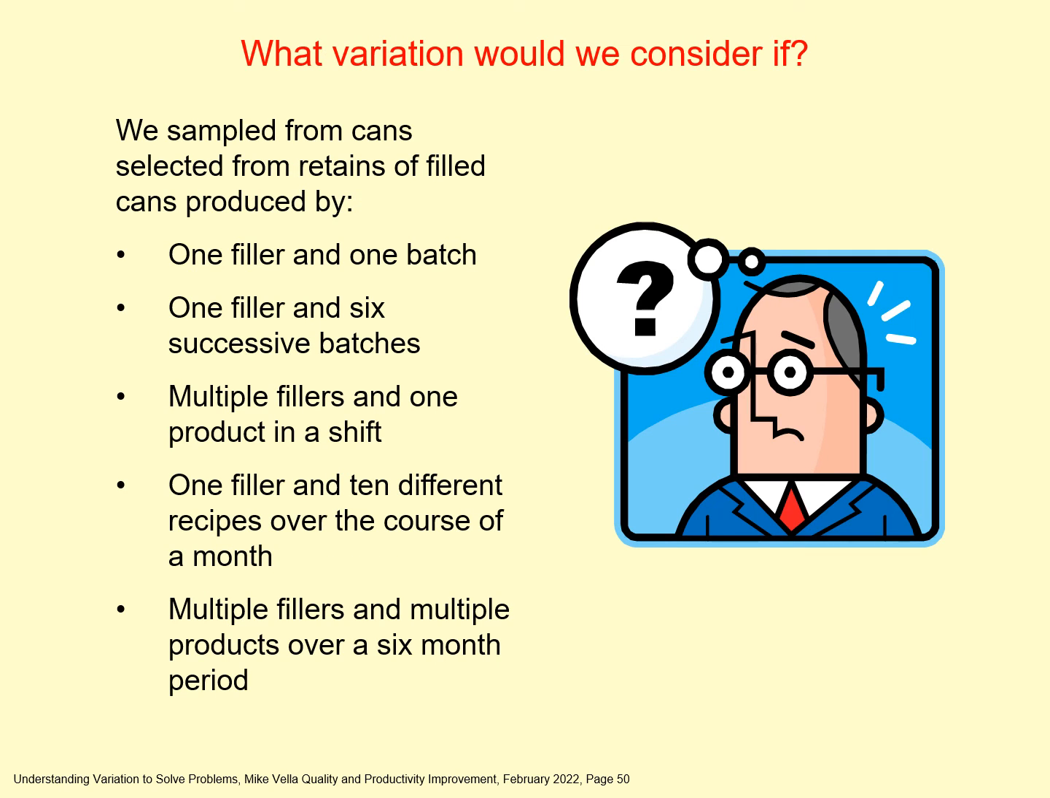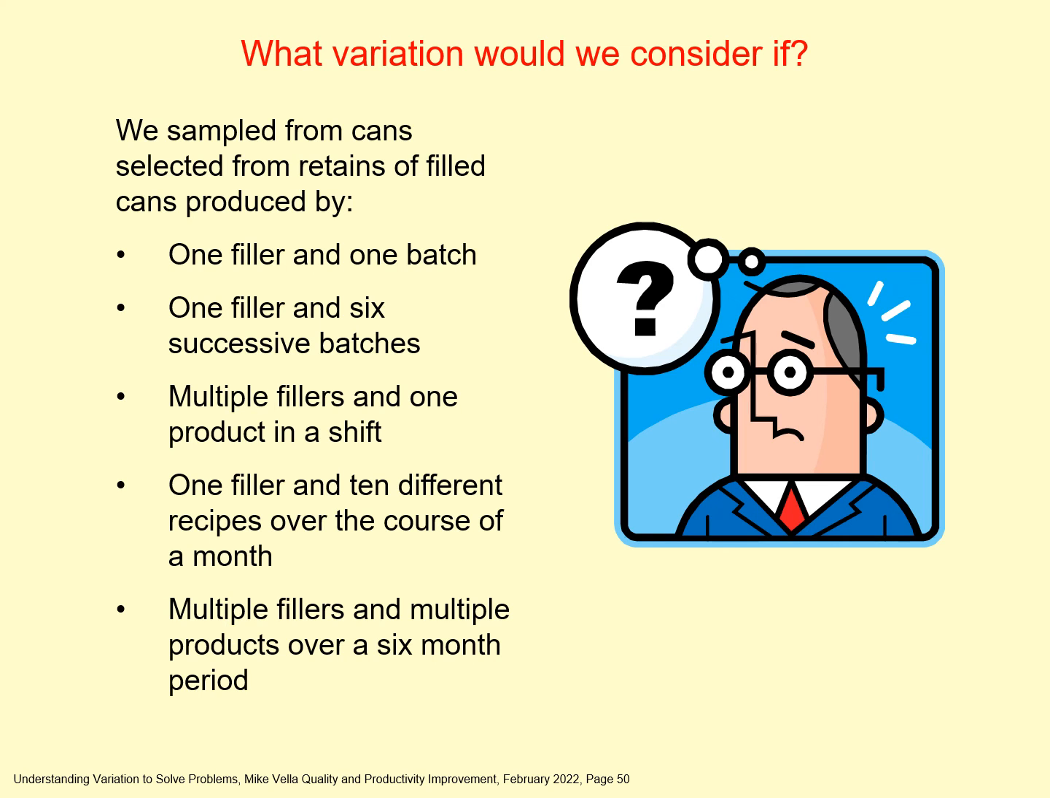So what variation would we consider if you wanted to significantly attack common cause variability? Well, you could sample cans selected from retains of filled cans produced by one filler and one batch. That's pretty basic. One filler over 6 consecutive batches would tell you something about batch-to-batch variation. Multiple fillers and one product in one shift: maybe you have multiple filling machines and you want to be able to detect variability between filler 1 and filler 2. Is there a difference there?